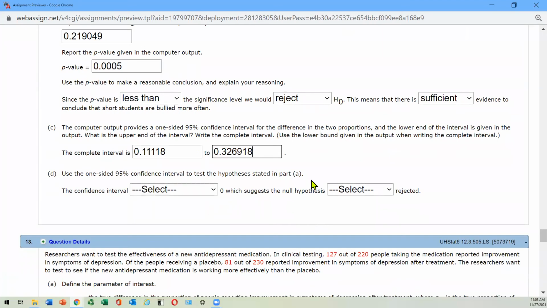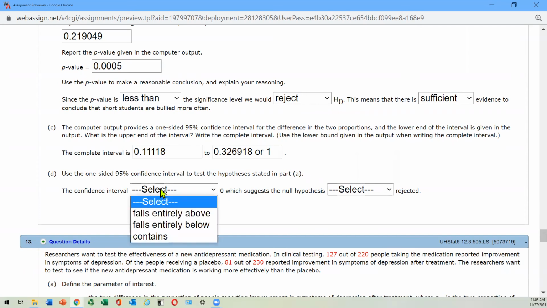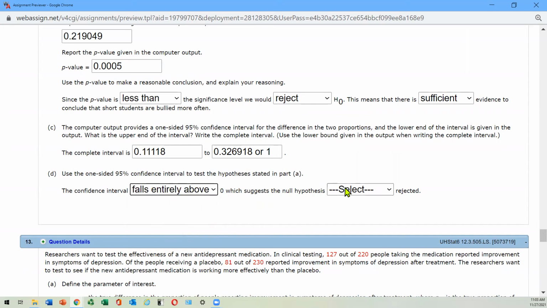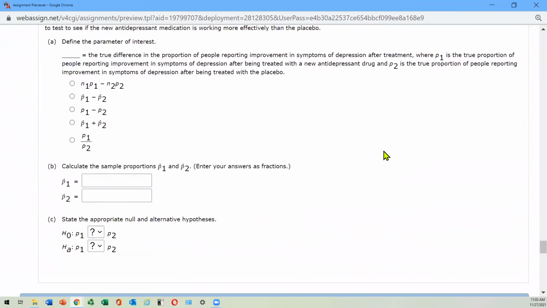Now, if you were just going to make it this number and bigger, the alternate would be just to say that or 1. Now, use a one-sided 90% confidence interval. Well, the confidence interval falls entirely above 0, which suggests that the null hypothesis should be rejected. So it doesn't matter if you use that number or that number, I'll come to the same conclusion.